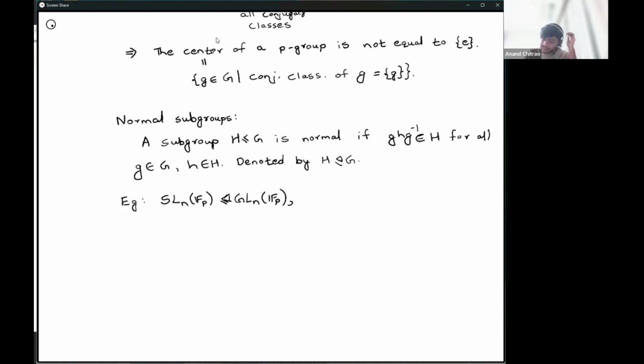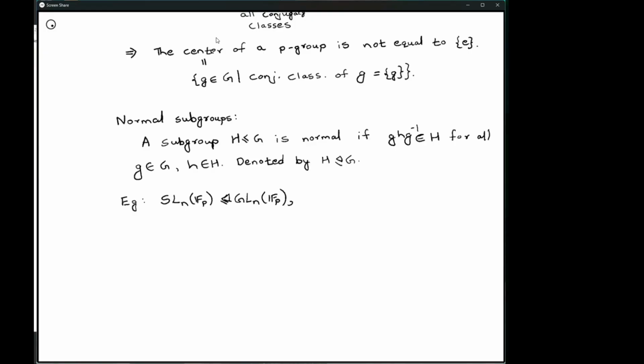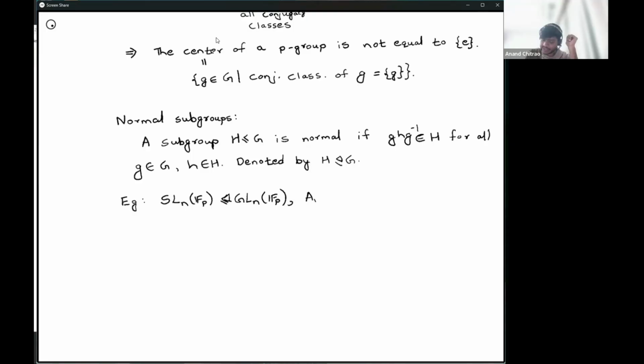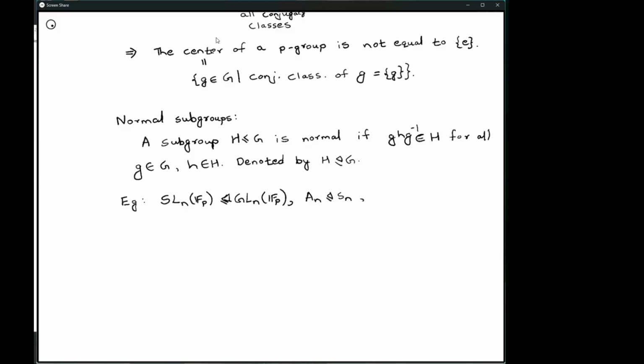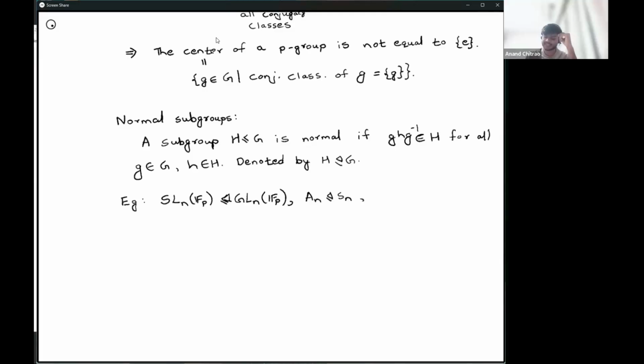Then, any more examples? An is normal in Sn. Yeah. An is a normal subgroup of Sn. Any more? Any subgroup of Zn is normal. Yes. Any subgroup of Zn. So Zd is normal in Zn. Any others?